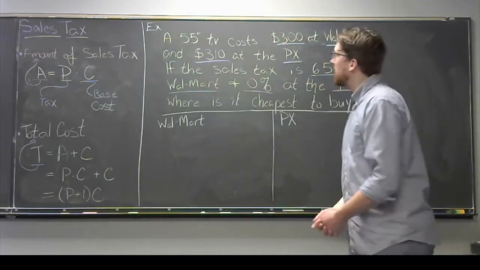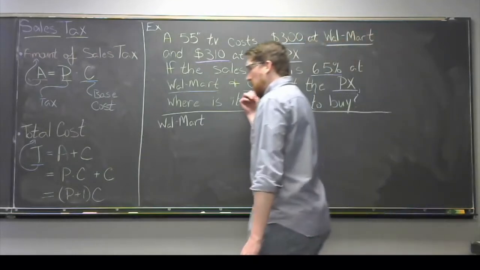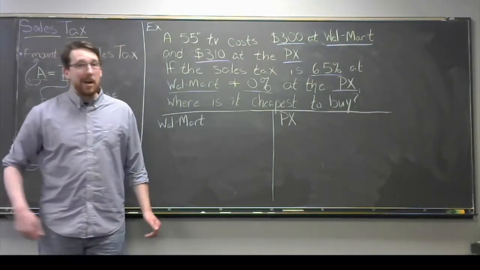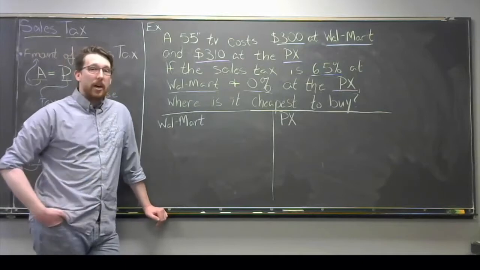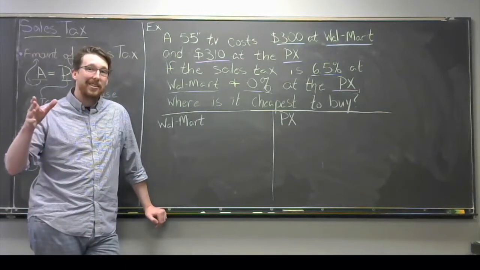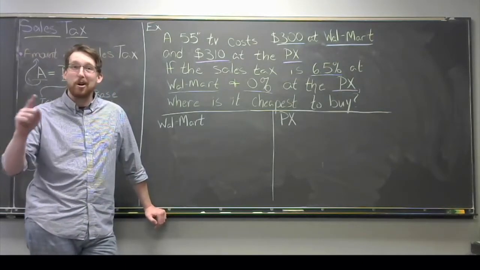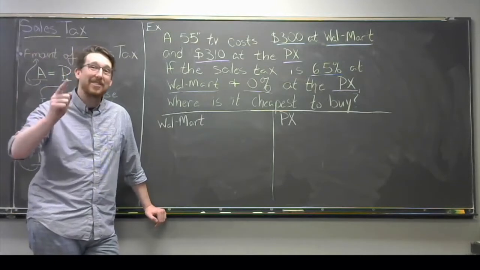So having said that, let's look at an example. We've got a 55-inch TV that we can buy at either a Walmart or a PX. For those who don't know, a PX is what's called a post exchange. It's on Army bases. They don't have sales tax.